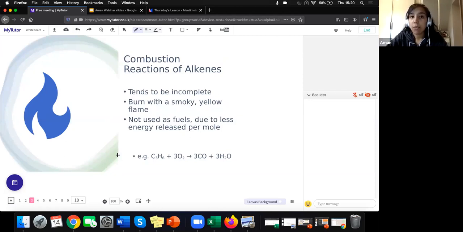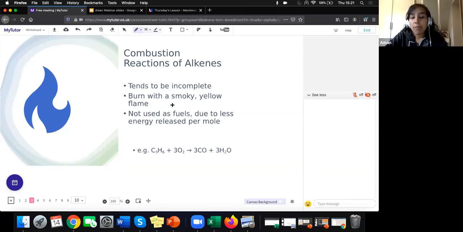What's really important is that when alkenes combust, they will tend to undergo incomplete combustion. That means they will tend to produce carbon monoxide or carbon and water. Remember, water is always produced, but if it's incomplete, you will either get carbon monoxide, so one carbon, one oxygen, or carbon. And we went through the dangers of those yesterday.